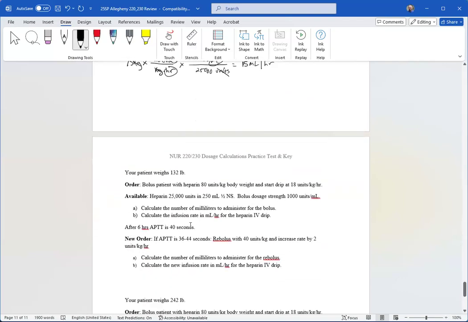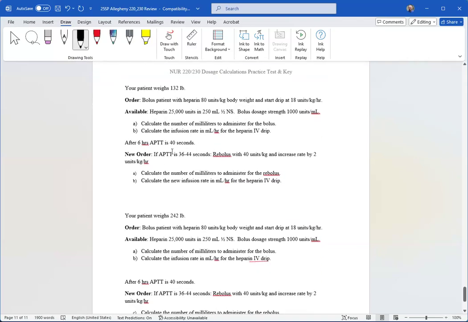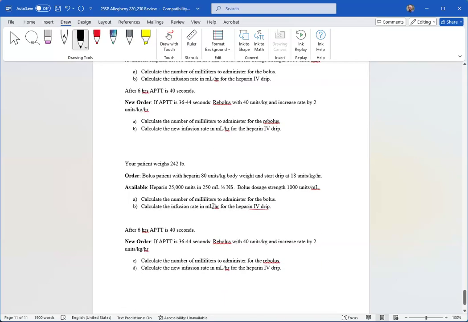And you can see I just repeated, and all I did was change the patient's weight. Okay. You just follow directions. Now, are there variations to this? Are there different heparin available, different bolus dose strengths? Yeah, there might be. So you just follow whatever it tells you to do. Whatever the available is, that's what you utilize. Whatever the order is, that's what you follow.